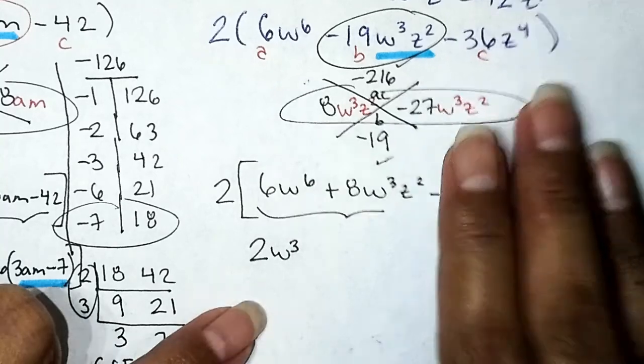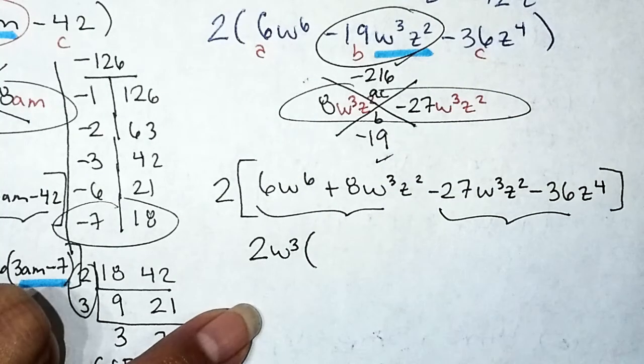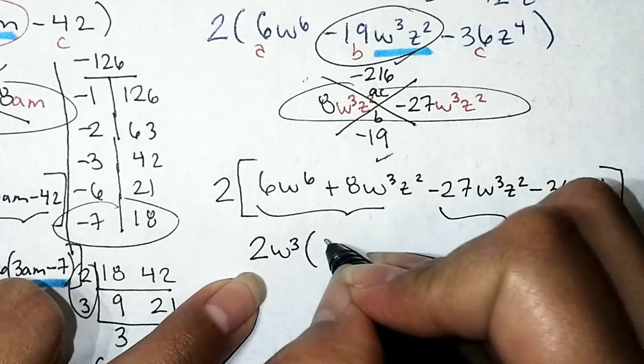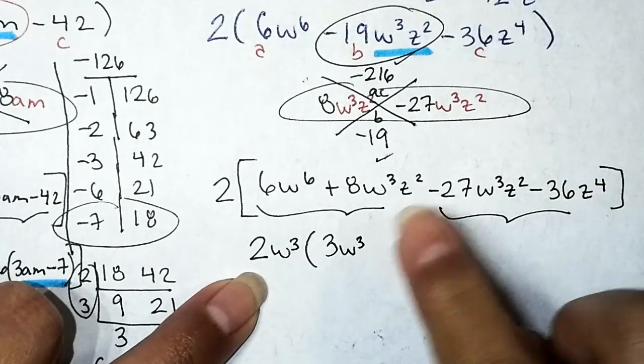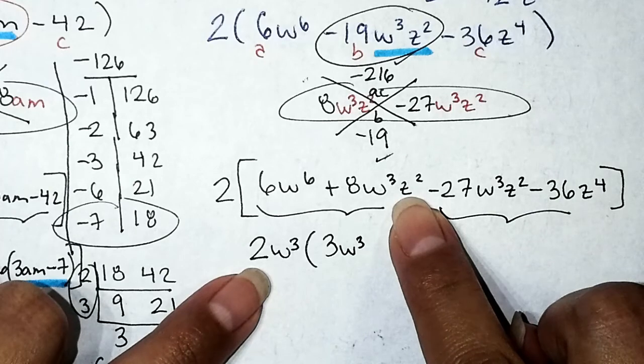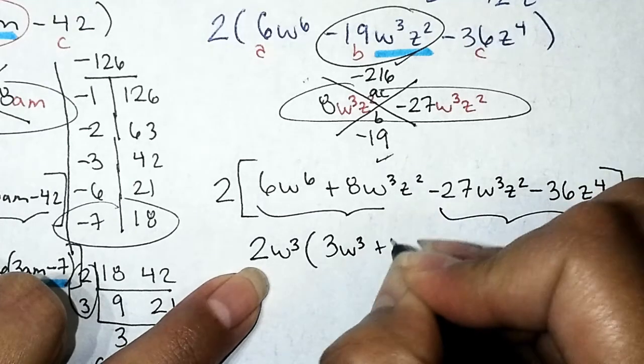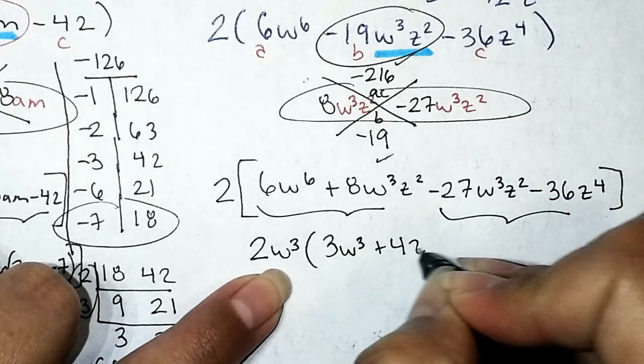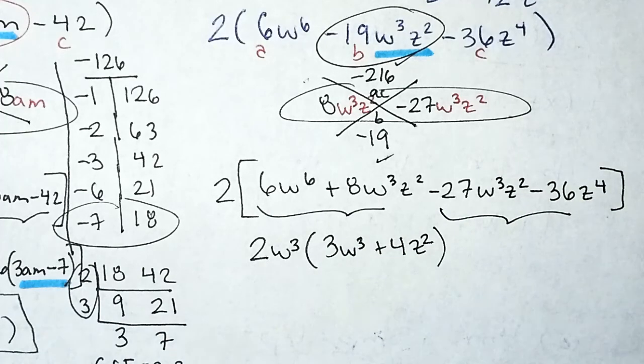Let's see what we get when we factor it from the first group. First term over common factor, that will give you 3w cubed. Second term over common factor, that will leave you with 4. The w's cancel and we're left with z squared. Cool. One group down, one group to go.